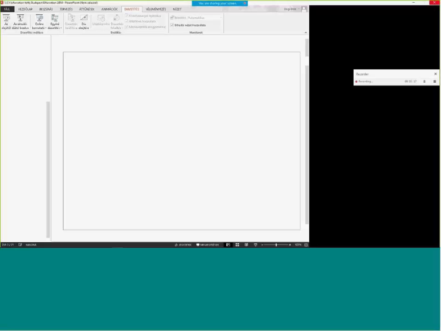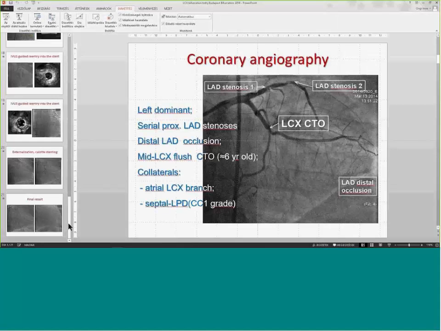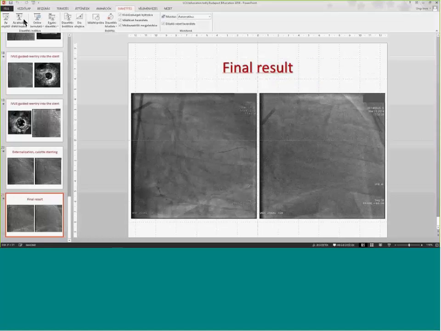Imre, can I ask you, that was actually phenomenal, salvaging the bifurcation. Did you have difficulty advancing the retrograde microcatheter through the stent? Because actually I had a similar case recently where I got the microcatheter getting stuck on the stent. How was it easy in this particular case getting the retrograde microcatheter through the stent?